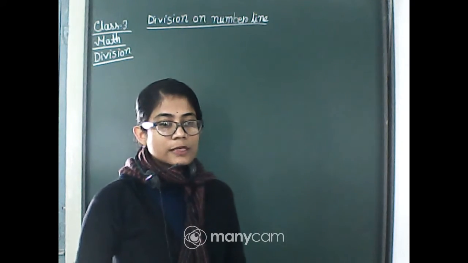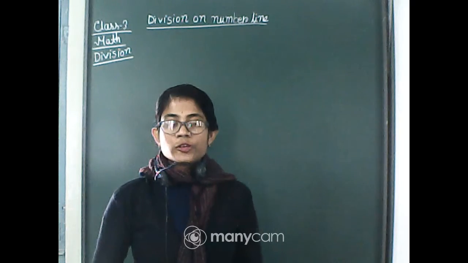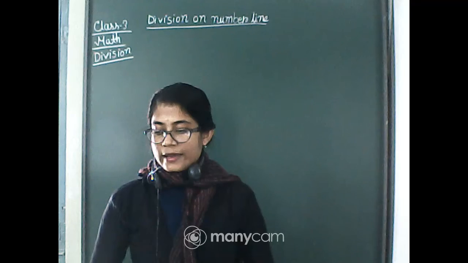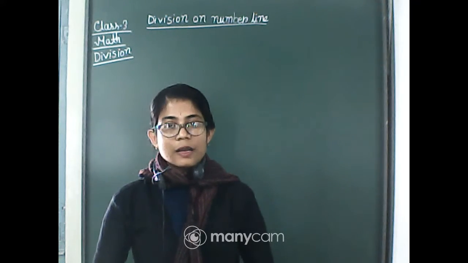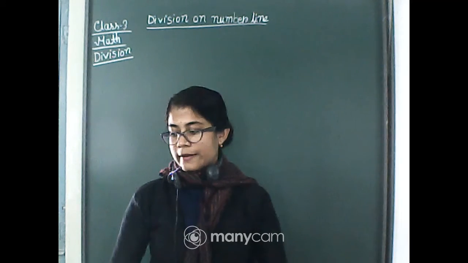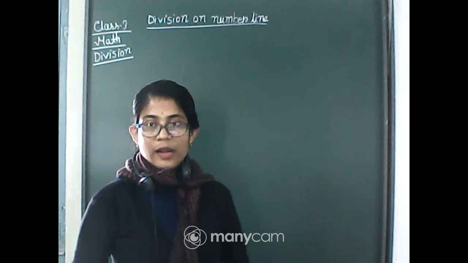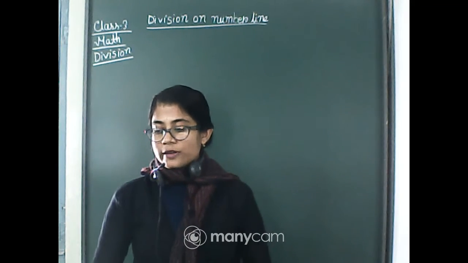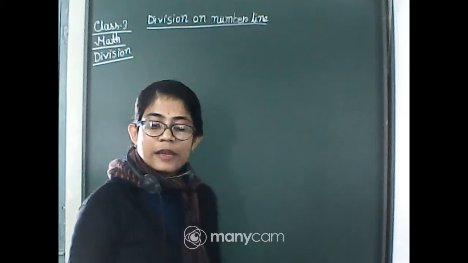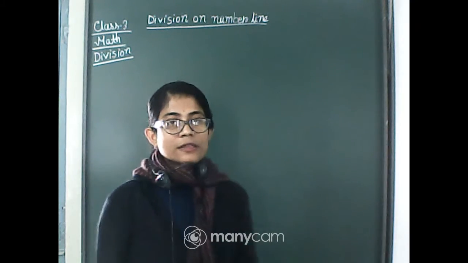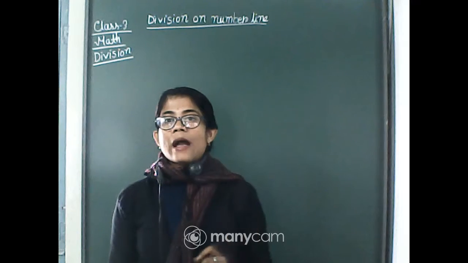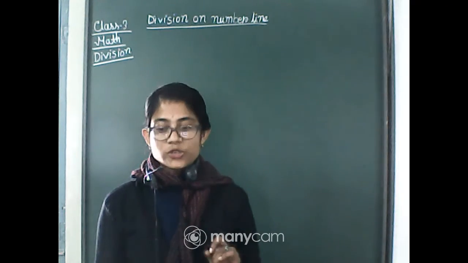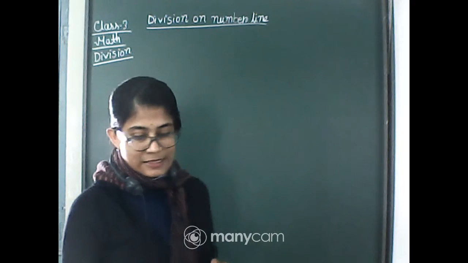Today we will discuss a new topic in the division chapter. Today's topic is division on number line. Open page number 115 from your composite book. Division on number line means using the number line to do the division, which means you have to find out the quotient. Let's take an example.